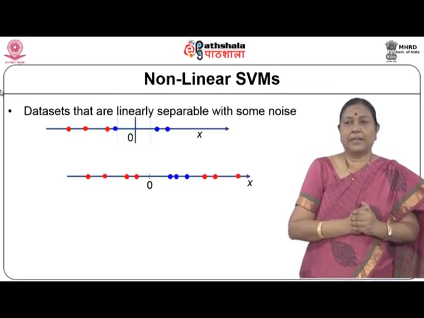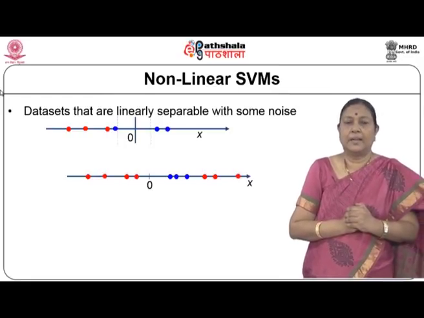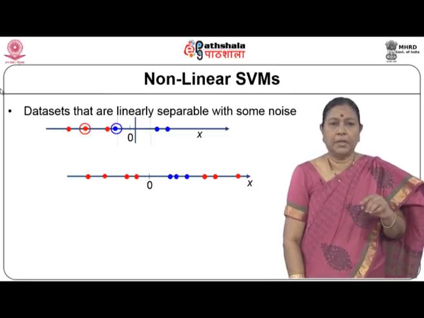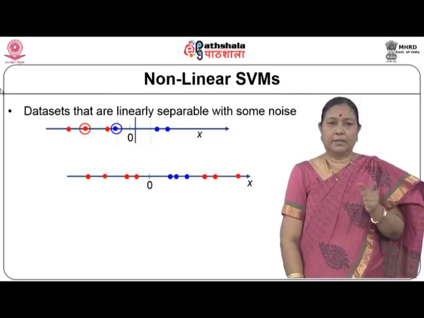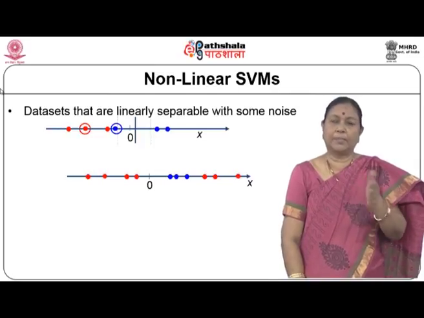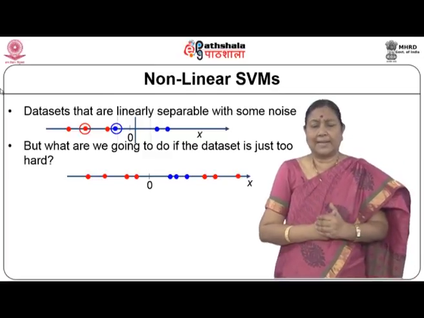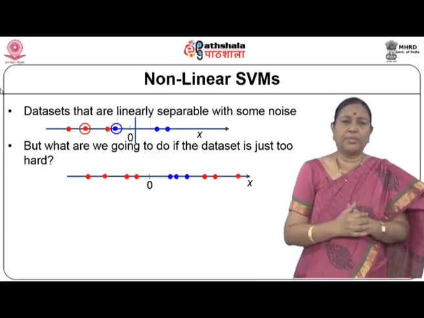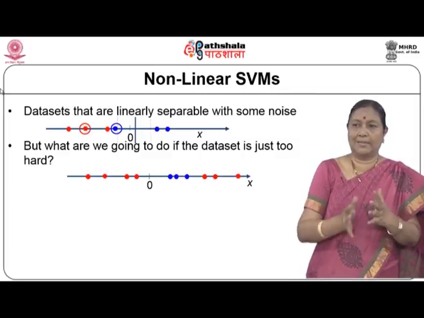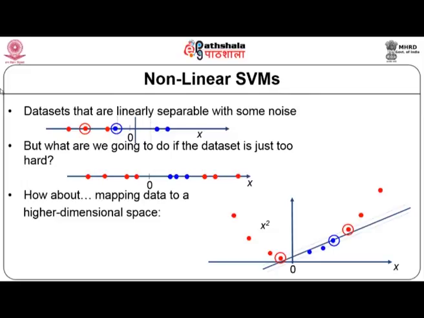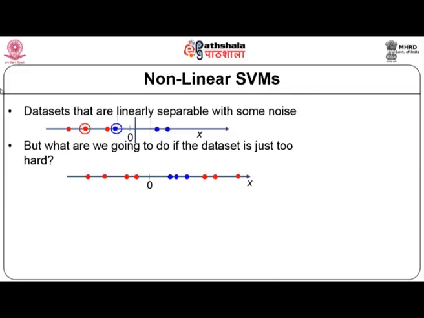Now, we go to the next part, which is data sets that are linearly separable with some noise. Here, if it is separated like this, the blue comes on the other side. This is some noise, but we tackled that using slack variables. But what are we going to do if the data set is just too hard to tackle, that is, it is not just some noise? If you look at the next example, you will see that red comes in the middle, and blue comes, red comes on this side. This is not noise; you have quite a lot of data points coming this way.